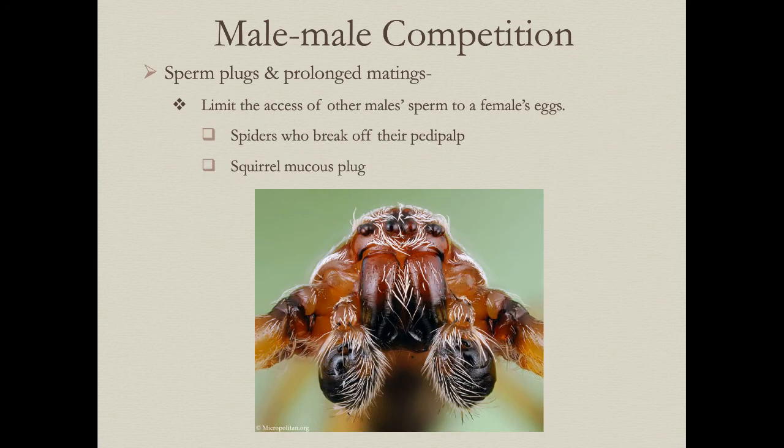Another thing that you can do, if you can't physically keep a male from accessing a female, is make it so that it's just not going to be effective. So if you can mate with a female and insert what's called a sperm plug or a copulatory plug, then that limits the ability of other males to deposit their sperm in the female's reproductive tract and get access to the eggs. So some spiders do this by breaking off their pedipalps. Squirrels will produce this mucus plug that is thought perhaps to also serve as a sperm plug.